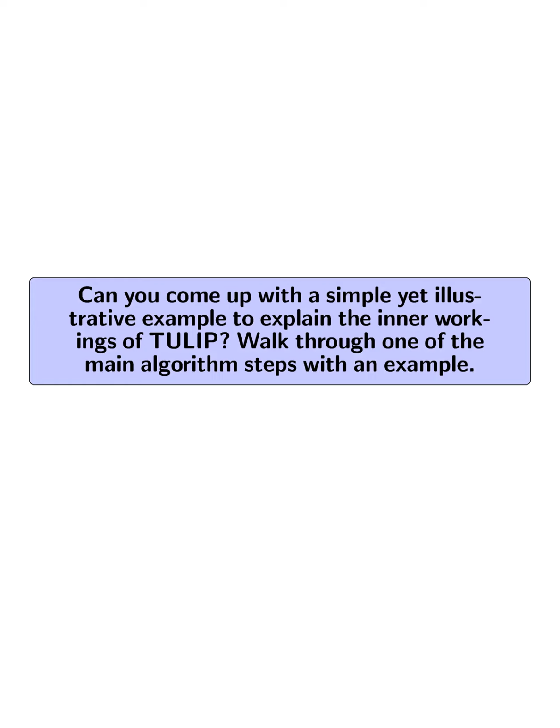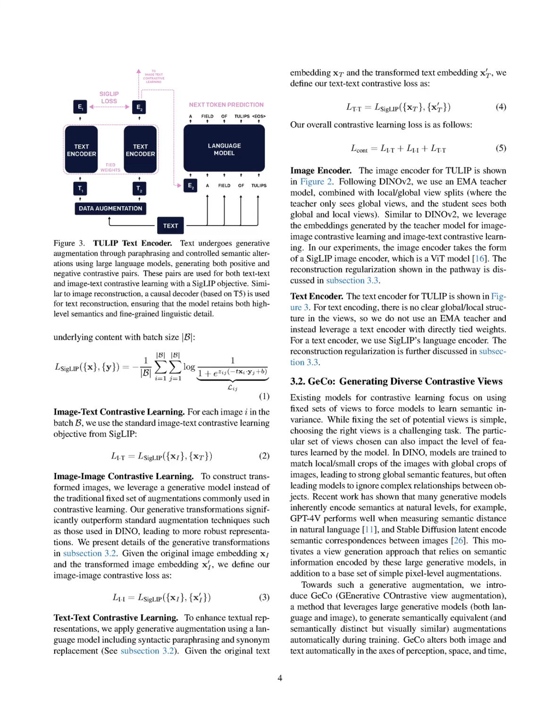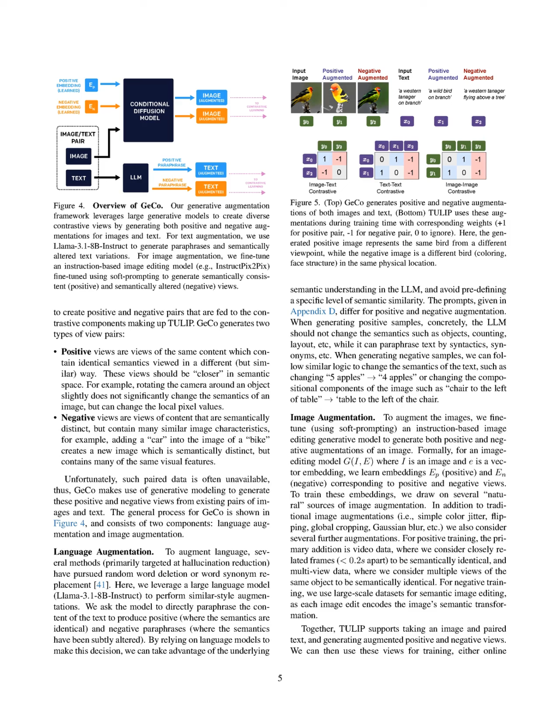Can you come up with a simple yet illustrative example to explain the inner workings of TULIP? Walk through one of the main algorithm steps with an example. An illustrative example of TULIP's inner workings can be seen in its generative contrastive view augmentation process, specifically through the GeCo method. For instance, consider an image of a cat sitting on a bench, paired with the caption, "A cat is sitting on a bench." TULIP generates positive views by slightly altering the image, such as rotating the camera angle, which maintains the same semantics but changes the visual representation.